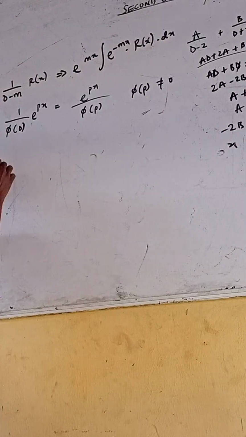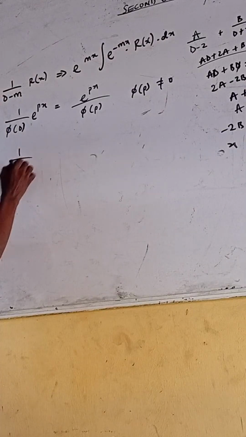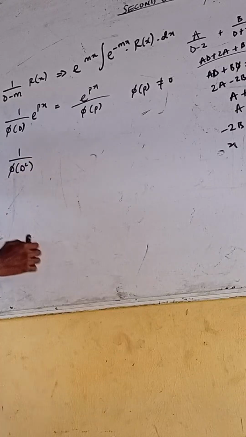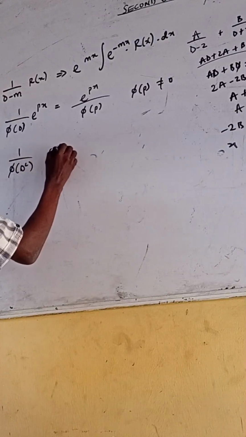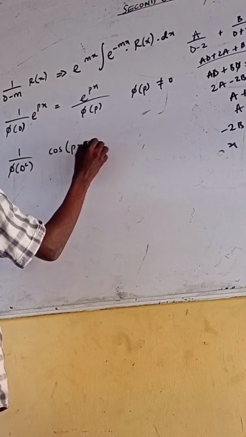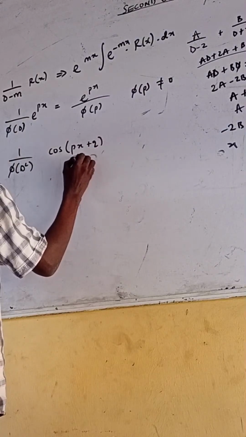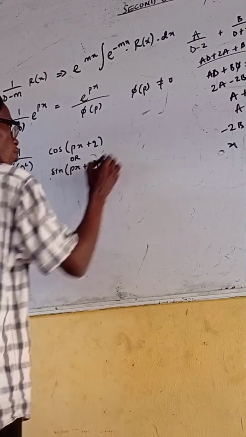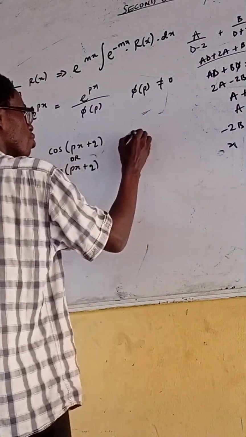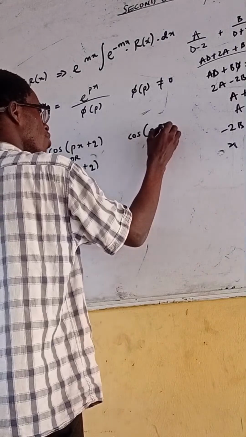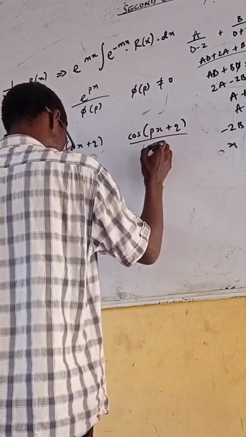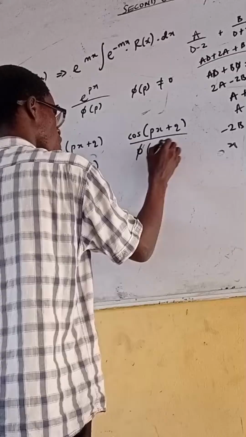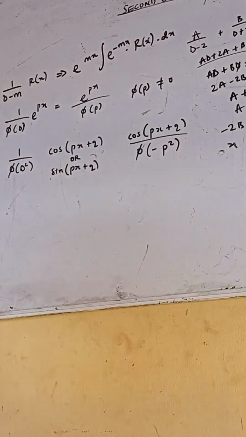The third one is 1 over phi of D squared, a function of D squared, of cos px plus q, or sin px plus q. It's the same thing as cos px plus q over the function phi of minus p squared. It's looking like magic.